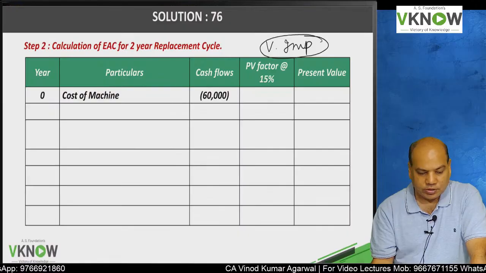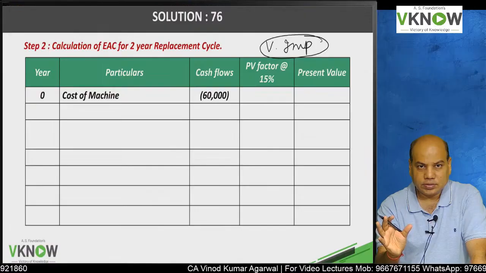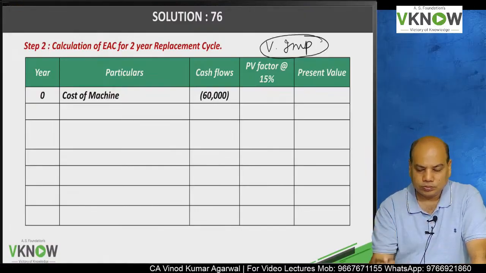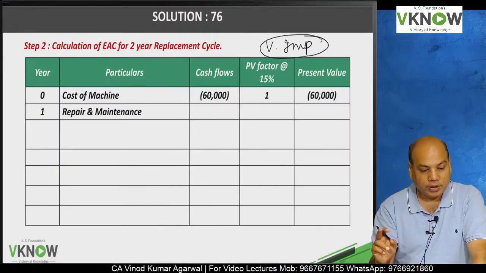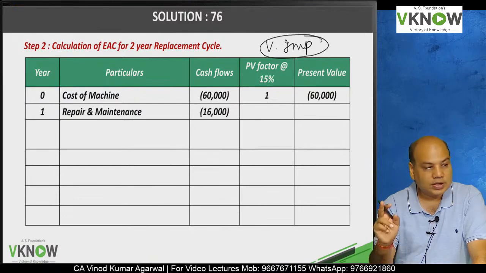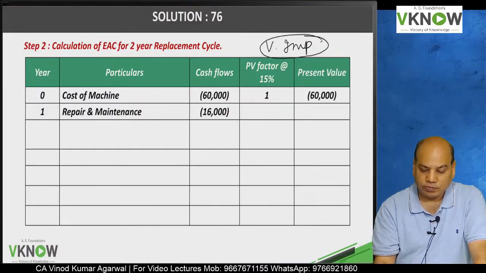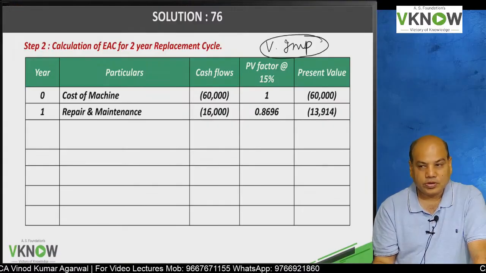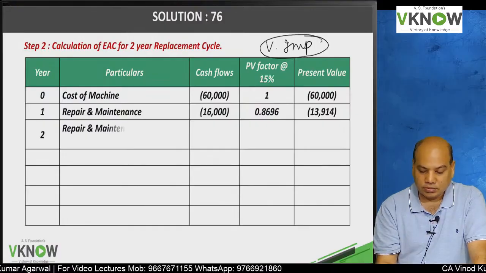Cost of machine, write down 60,000. Now suppose you are going to use it for 2 years. What are the cash flows from 0 up to year 2? 60,000. Then year 1 repair and maintenance is 16,000. Don't write scrap value of year 1 because you are going to sell it after 2 years. So you can't write scrap value every year. Scrap value will be written in that year in which you are going to sell.